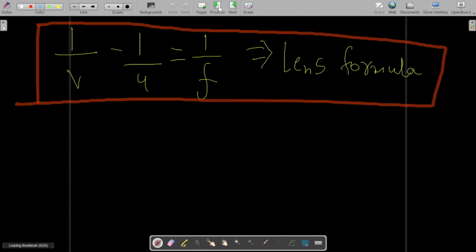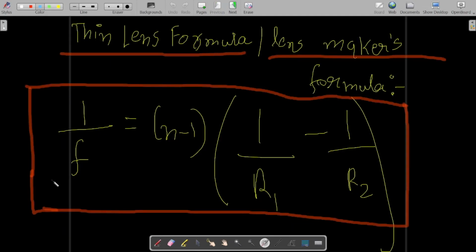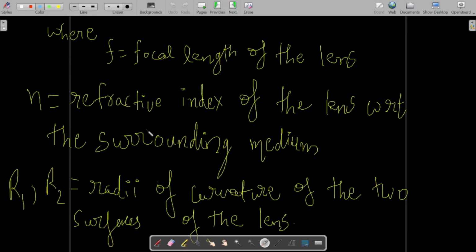So let's go back to our point. R1 and R2 are radii of curvature of the two surfaces of the lens. And this is basically your thin lens formula, which looks something like this: 1 upon focal length of the lens is equal to n minus 1, where n is what? N is the refractive index of the lens with respect to the surrounding medium.